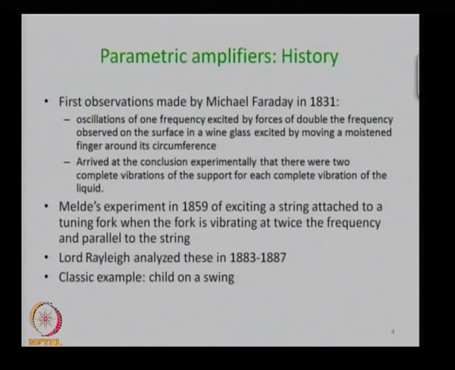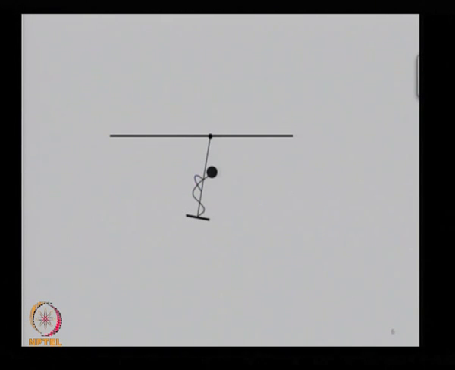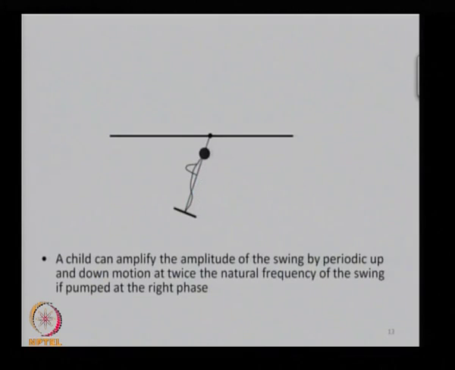2 omega, omega. Many of you may not have done this experiment, where you can excite a string into oscillation by forcing it at twice the frequency. And Lord Rayleigh has analyzed this. Let me show you a classic example of a child on a swing. This child sits, then stands up, again sits back, and stands up. Two frequencies of the child sitting and standing for one period of the swing. The child is pumping the swing at 2 omega, and the swing is oscillating at omega frequency.